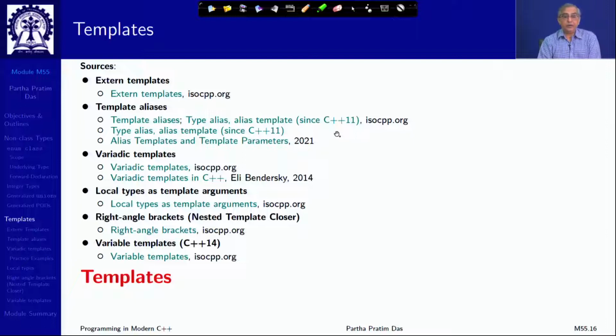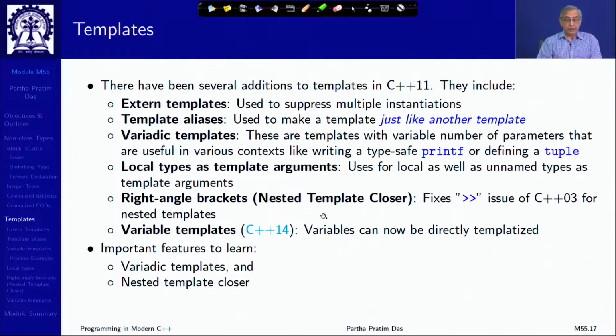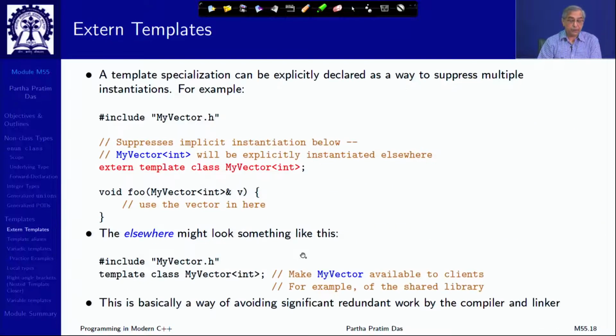Now, let us move on to templates. So, there are varied extensions to templates. First, there is an external template, template alias, variadic template is the most important, local type arguments, right angle brackets and variable templates. Of these 2 are the most important ones.